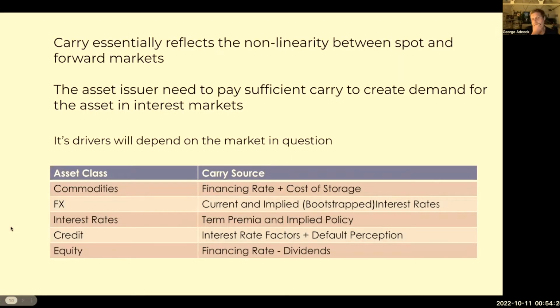So carry is kind of a function of non-linearity between the spot and where the forwards are. Okay. And in many instances, carry is something that the asset issuer will have to pay you to hold on to the asset. Some of you may be a bit more familiar with things like stocks. And what you tend to find is certain stocks pay very high dividends to get a stable asset base.